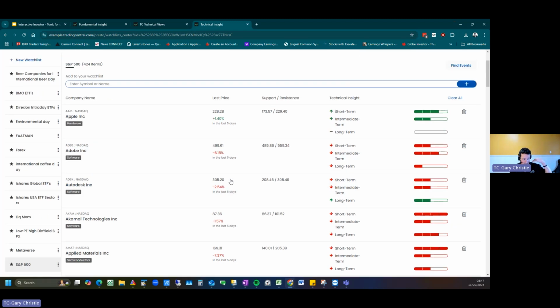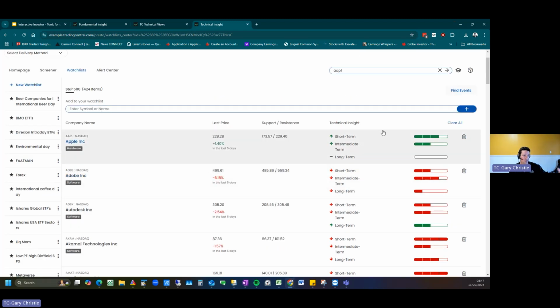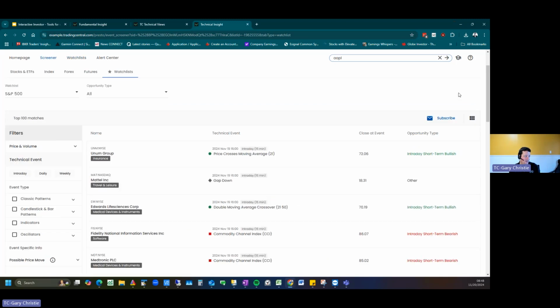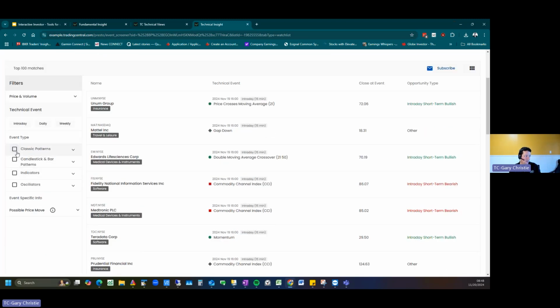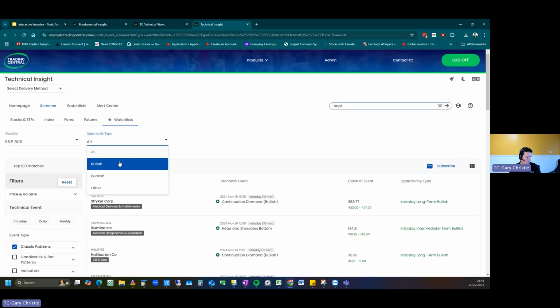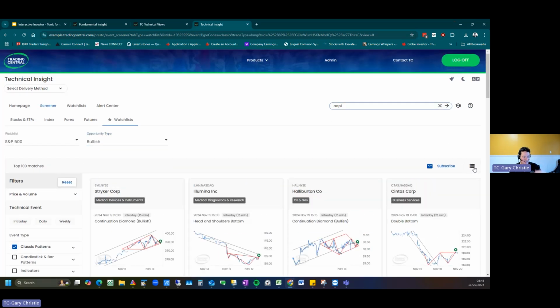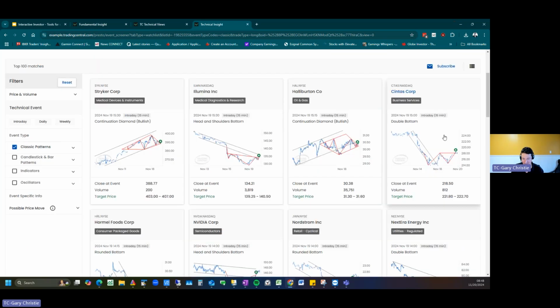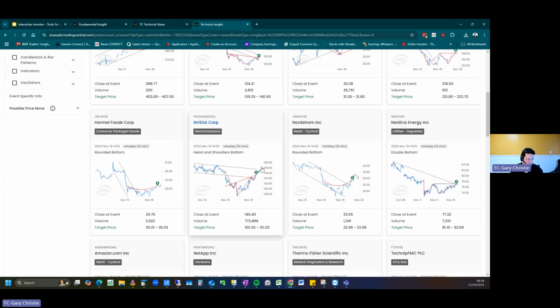I have the entire S&P 500 index in here, where I can also find events. And by doing that, I can hit find events, create my alert, say now I'm looking at the S&P 500, maybe I only want classic patterns again, opportunity bullish, and now I can screen the entire S&P 500 index super fast, right? And I can create a new alert on just bullish classic patterns on the S&P 500, which I think I already have, but this is how I do my research.